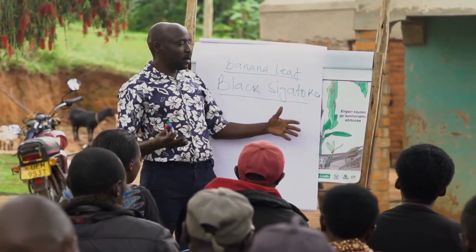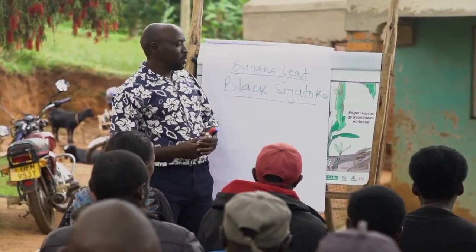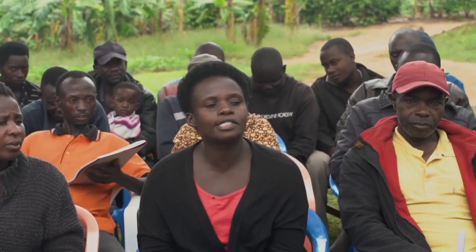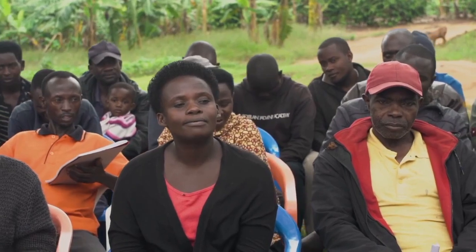Now, let us look at the wilting disease. This one is called banana bacterial wilt. Now, have you ever seen this? Yes. Yes, in Topher's garden.